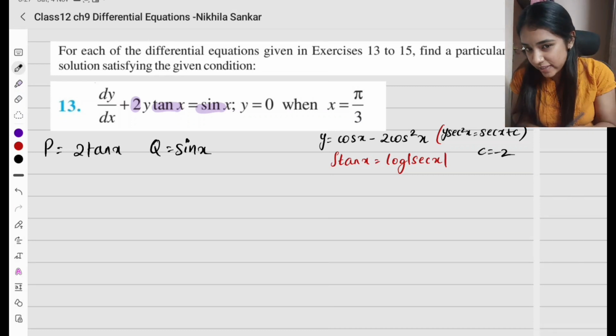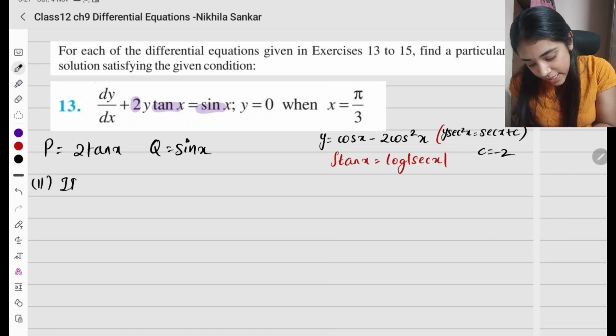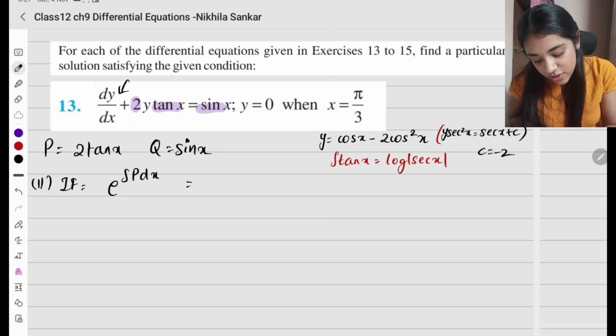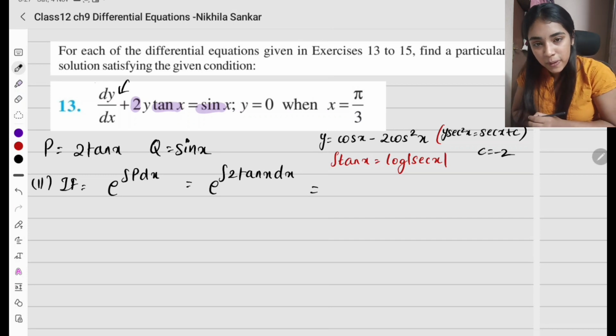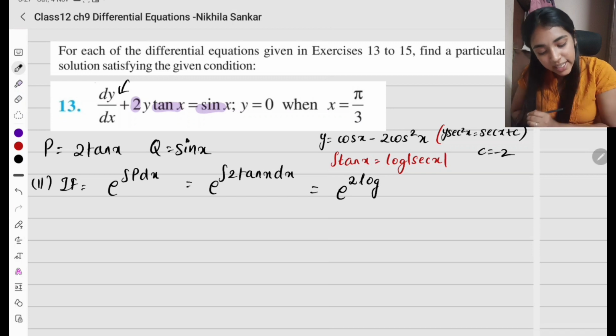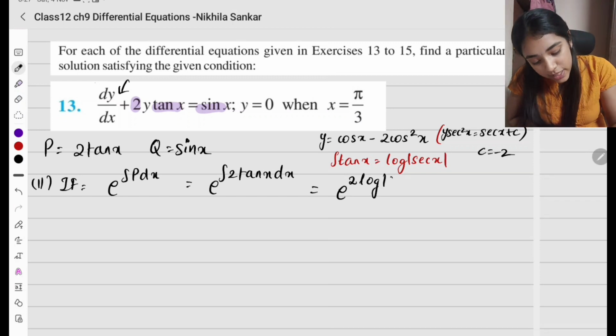So I will do it correctly. Okay, now second step, integration factor e to the power of p dx. We deal with dy by dx. So p dx. So this is going to be e to the power of 2 tan x dx. Okay, so this is going to be e to the power of 2, taking it outside, tan x integration is going to be log mod secant x. Okay, so this I can rewrite as e to the log of secant x square.